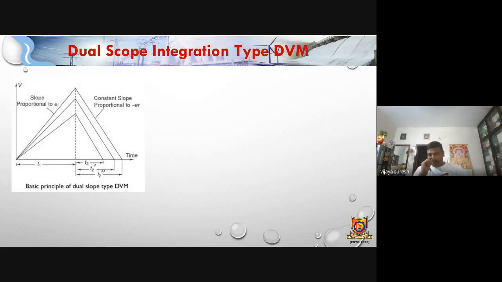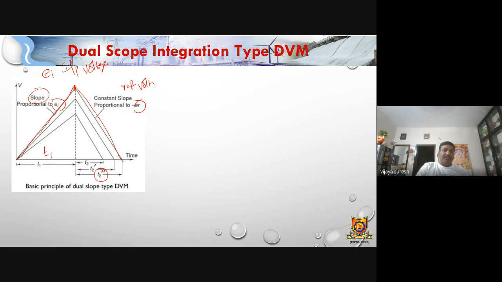Just observe this ramp. In this diagram we can find three ramp signals. Let us go for a single ramp. From 0 to the peak, it is reached in the time t1. Again it is reduced in the time t2 dash. Taking the first ramp, second ramp, third ramp, here three different ramp signals are used with different slopes. You can observe the slope is proportional to ei. Ei is the input voltage, and er is the reference voltage.